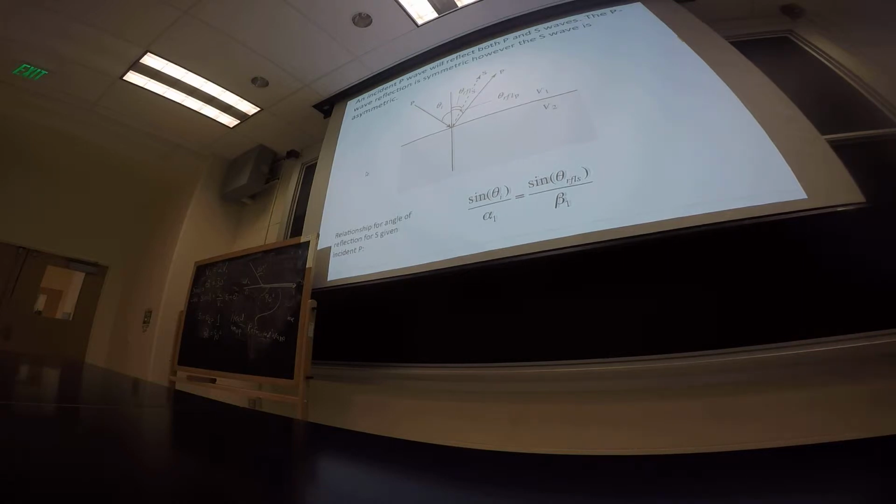Now, why is that? Why would the shear reflection come more vertical than the P? What do we know about shear waves? Do they travel faster or slower than P waves? Slower. So if they travel slower, then by Snell's law, they have to basically reflect more vertically. They have to be bent toward the vertical.